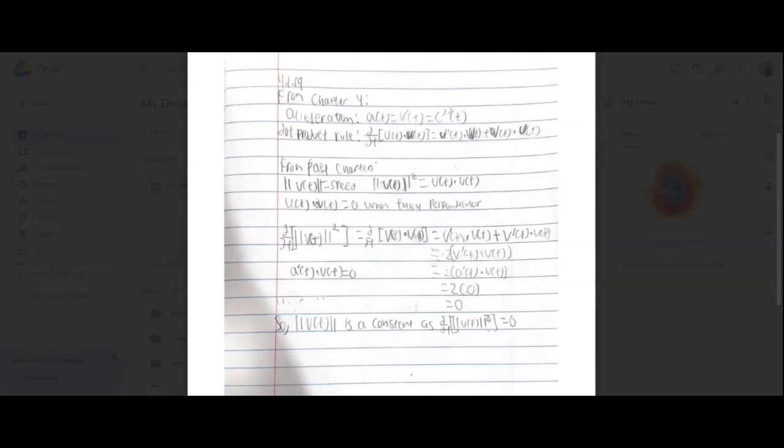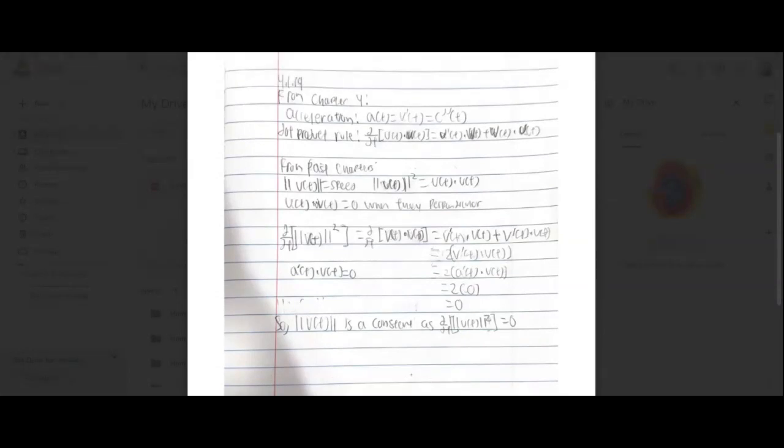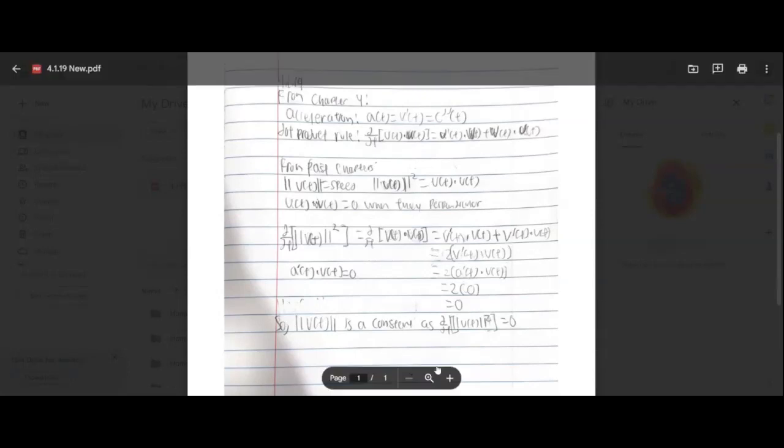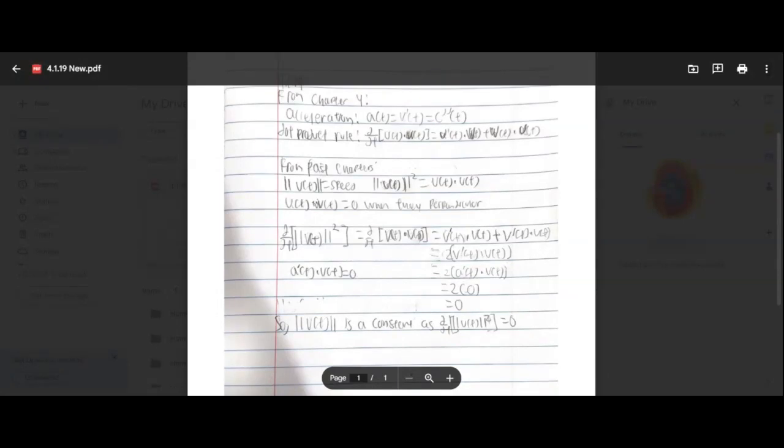Because what the question is asking, or rather it's stated, is that the acceleration vector is perpendicular to the velocity vector. This means that the dot product of those two is 0, meaning this entire thing is 0. So this proves that the speed is a constant, because the derivative of said speed is 0, as it should be.